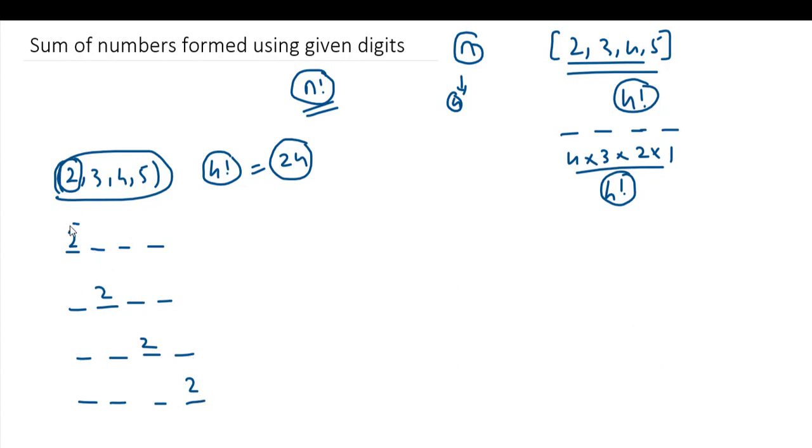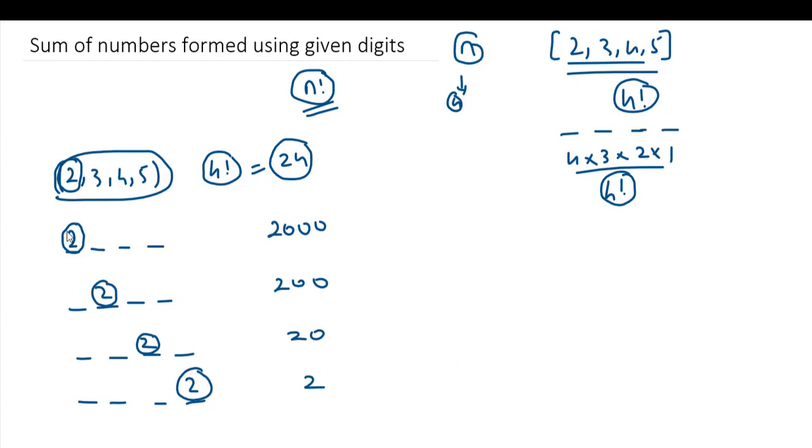So when this number 2 occurs in the thousands place, what will be the contribution of this number to the sum that we are intending to find? It will be 2000. When this number is occurring in the hundreds place, what will be the contribution of this number 2? It will be 200. Occurring in the tens place, it will be 20. Likewise, when this number is occurring in the units place, its contribution will be 2.